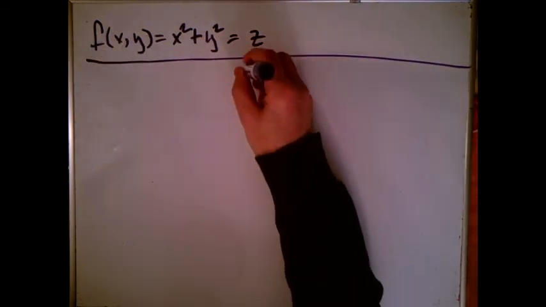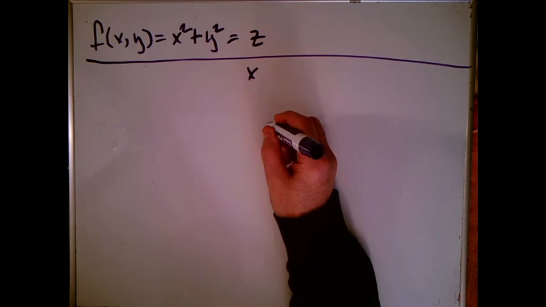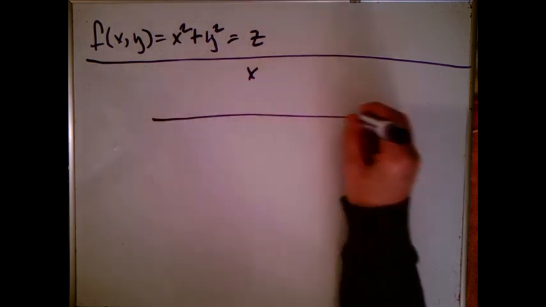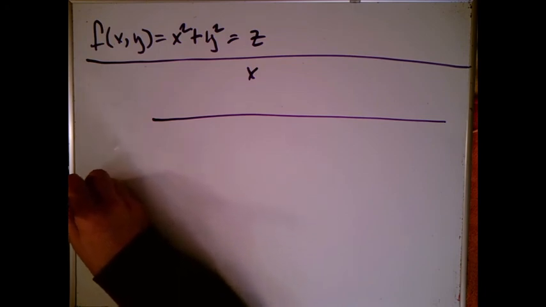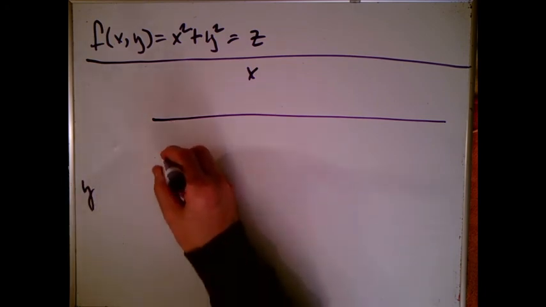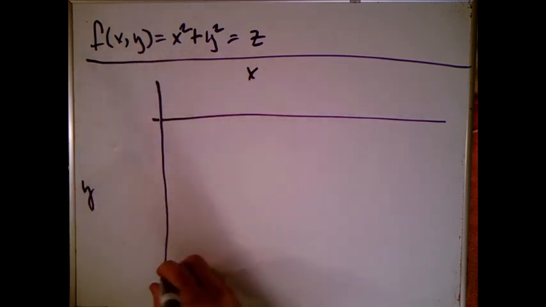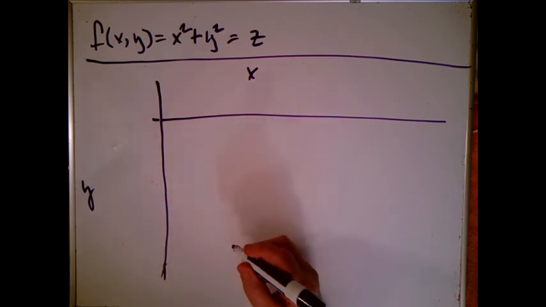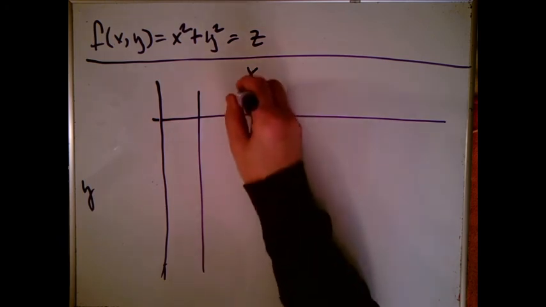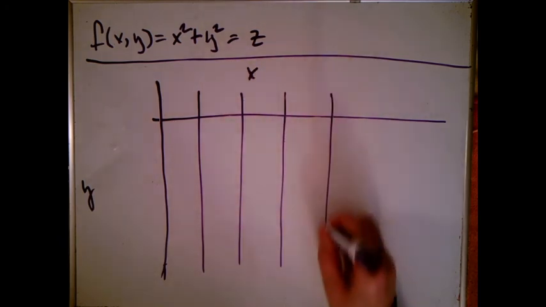So let's put a little box around this. I'll put a little x right here, leave a little space, and put a big horizontal line like that. I'll put a y over here, and then a big vertical line like this. And what I want to do is just pick some evenly spaced x values. That's what we did in plain old algebra.